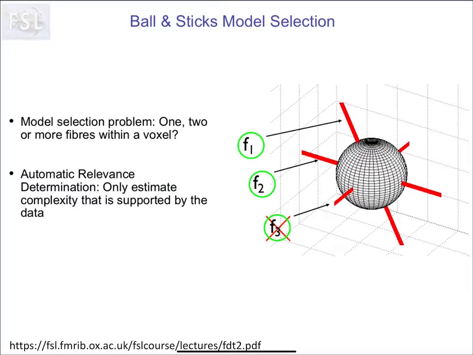So the problem, and the hard part, which is what the FSL guys have solved, is the model selection. Is there 1 fiber, 2 fibers, or 3 fibers? There's a lot of math that goes behind deciding that, and they call it automatic relevance determination.